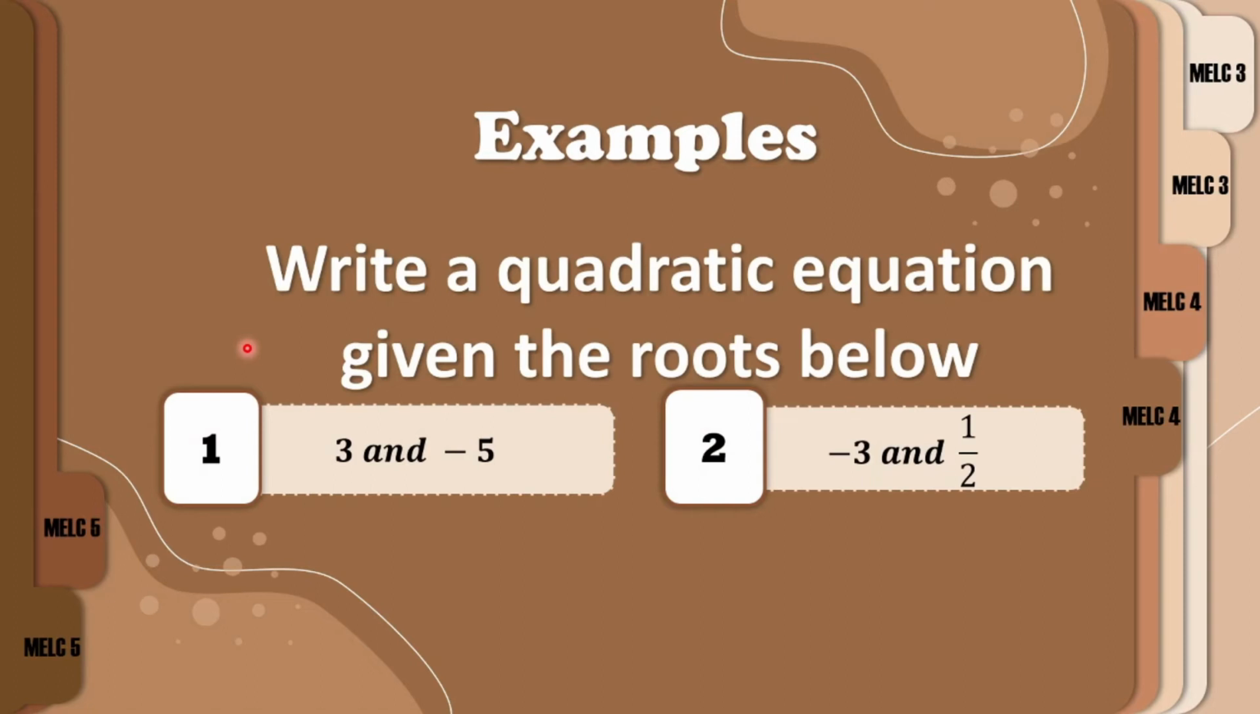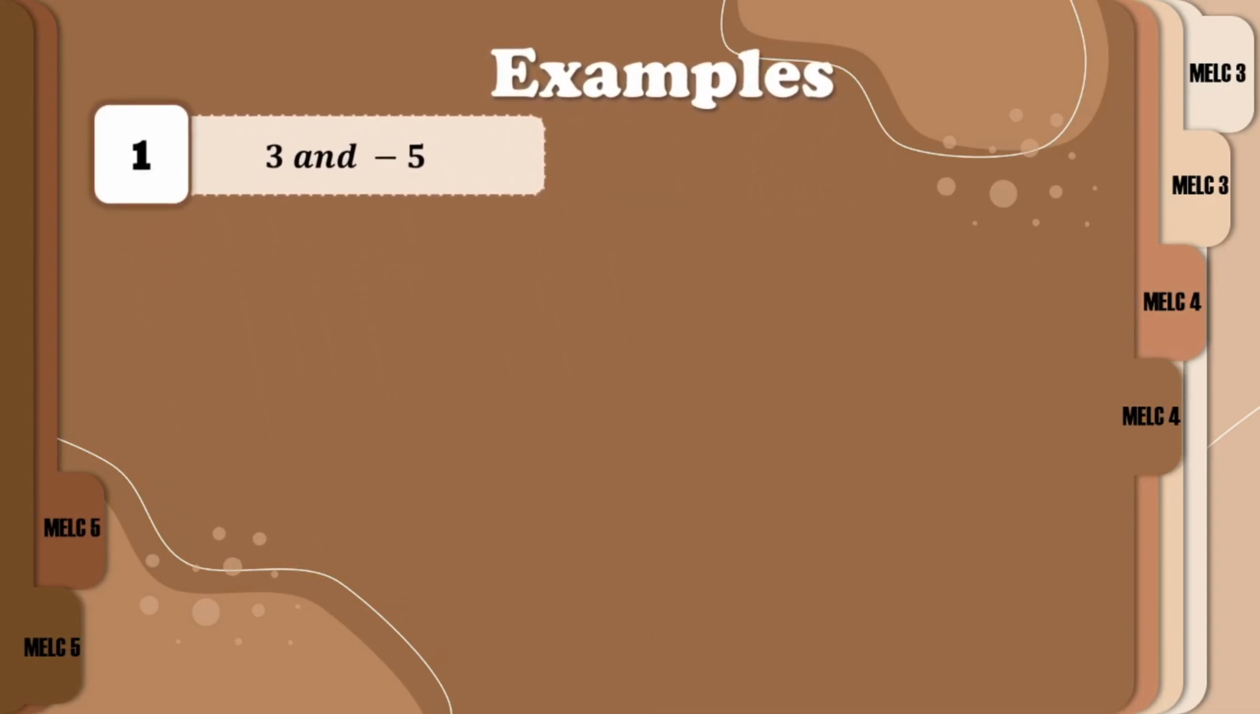So write a quadratic equation given the roots below. So using the sum and product of roots, pwede tayong makabuo ng isang quadratic equation kahit given lang yung dalawang roots. So let's proceed to example 1. We have 3 and negative 5.